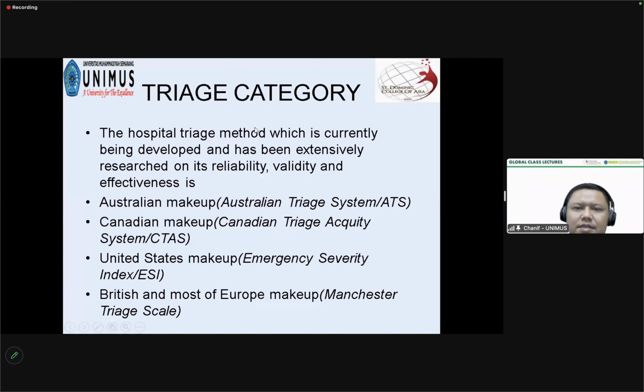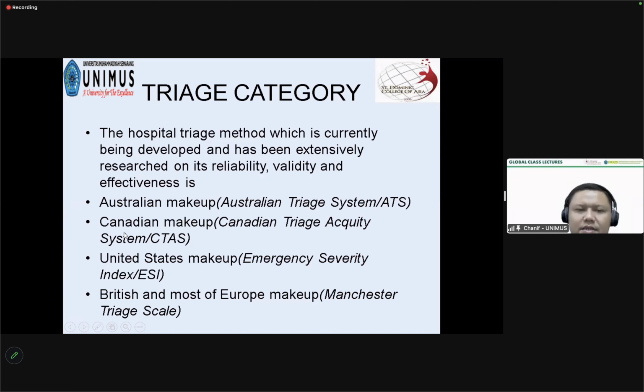Yeah, there are a lot of triage models in the world. Yeah, the hospital triage method, which is currently being developed and has been extensively researched on its reliability, validity, and also the effectiveness. Yeah, a lot of models, first from Australia. We call it the ATS, yeah, Australian Triage System. It is one of the models that is used in Indonesia. Yeah, a lot of hospitals use this model to triage in hospital.